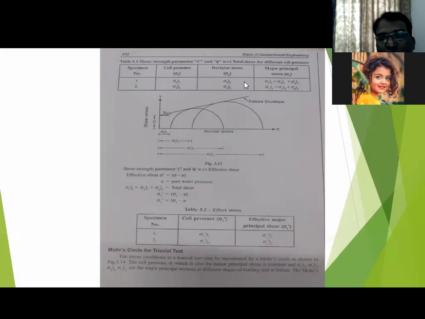Sigma 1 and sigma 3 you will get from the experiment. After that I performed here 2 practicals for 2 specimens, so that can be done for 3, 4, 5 or 6 also. So here only 2 for 2 specimens I am performing.